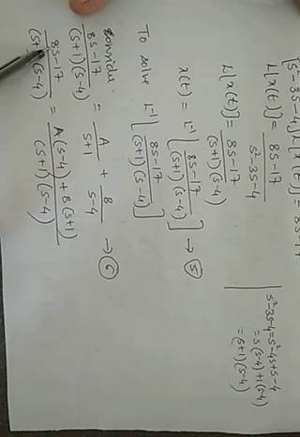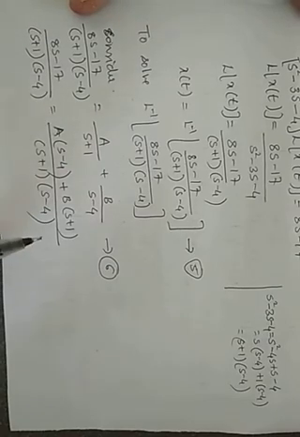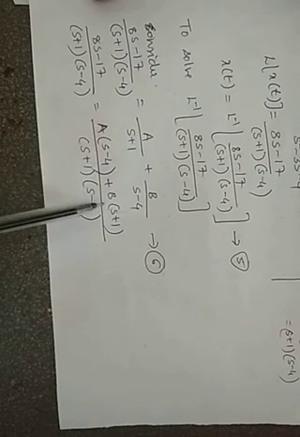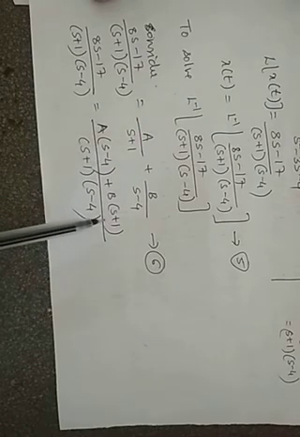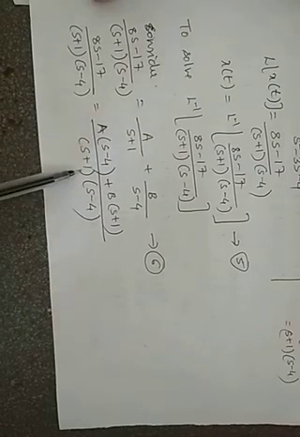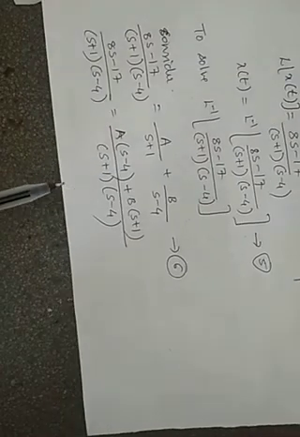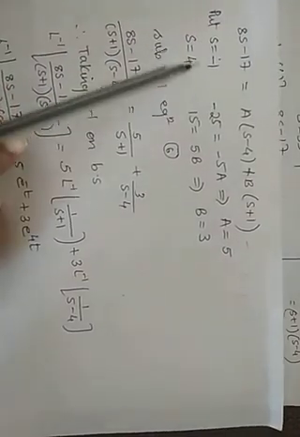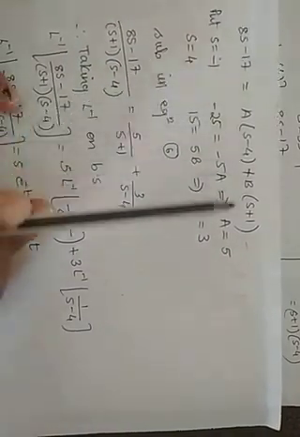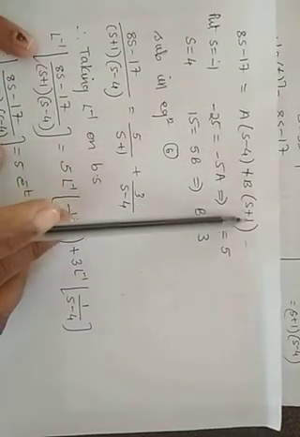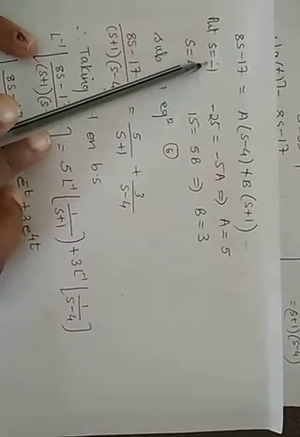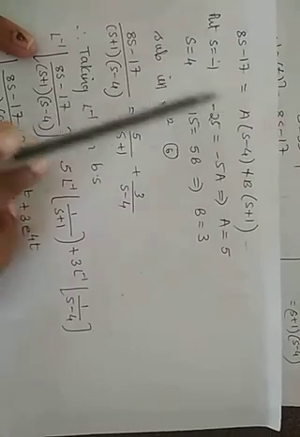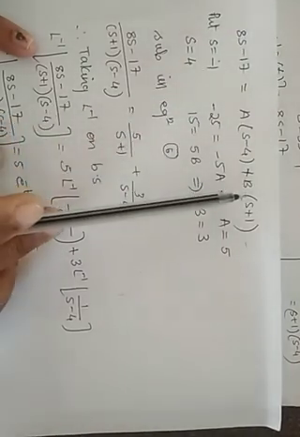A upon s plus 1 plus B upon s minus 4. Take the LCM: A into (s minus 4) plus B into (s plus 1). Denominators will get cancelled. Next we have to go on solving by choosing the s value. As I told you, if here it is s plus 1, choose s as minus 1. If here it is s minus 4, choose s as 4. So I'll choose s equals to minus 1.